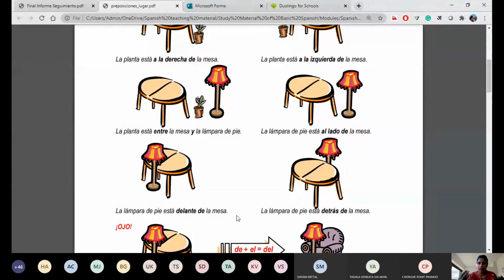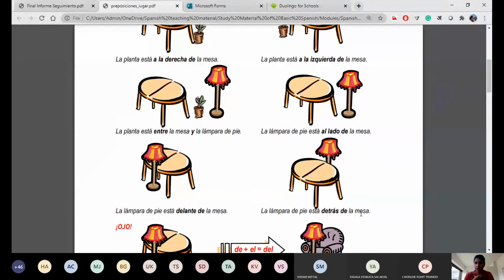Delante de is in front of. Okay. La lámpara de pie está detrás de la mesa. Detrás de la mesa is behind the table. Okay. So here I am sitting in front of the laptop, no?